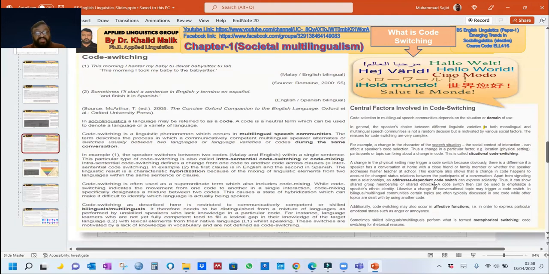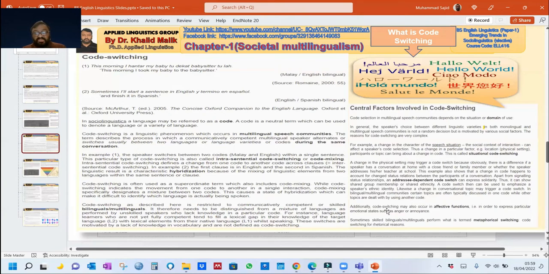An addressee-dependent code switch can express solidarity. Thus, it can show shared group membership or shared ethnicity. A code switch then can be used to emphasize a speaker's ethnic identity. Likewise, a change in conversational topic may trigger a code switch in bilingual or multilingual communities. Certain topics are typically discussed in one code, while other topics are dealt with by using another code.